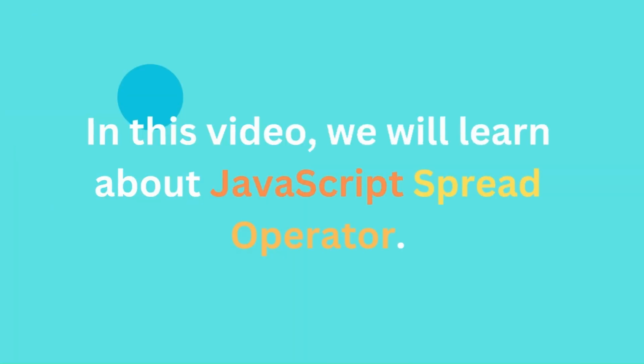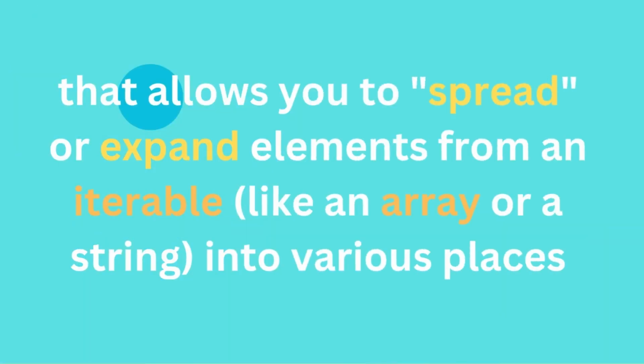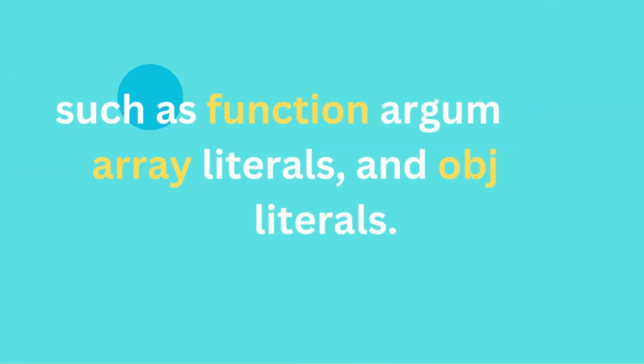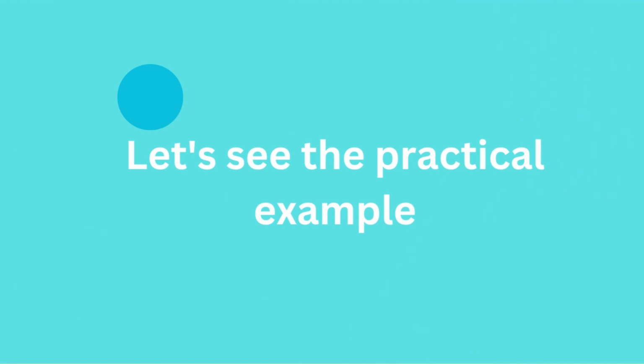In this video, we will learn about the JavaScript spread operator. The spread operator is a feature introduced in JavaScript ES6 that allows you to spread or expand elements from an iterable, like an array or a string, into various places, such as function arguments, array literals, and object literals. It is denoted by 3 consecutive dots. Let's see a practical example.